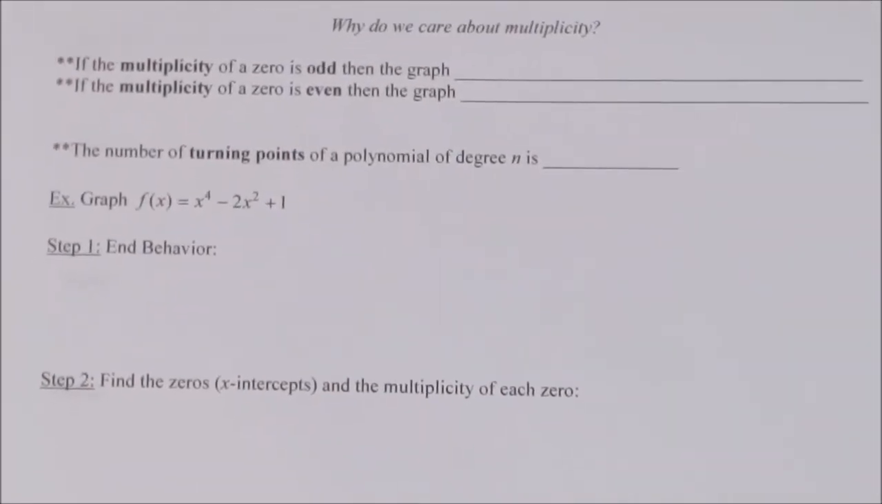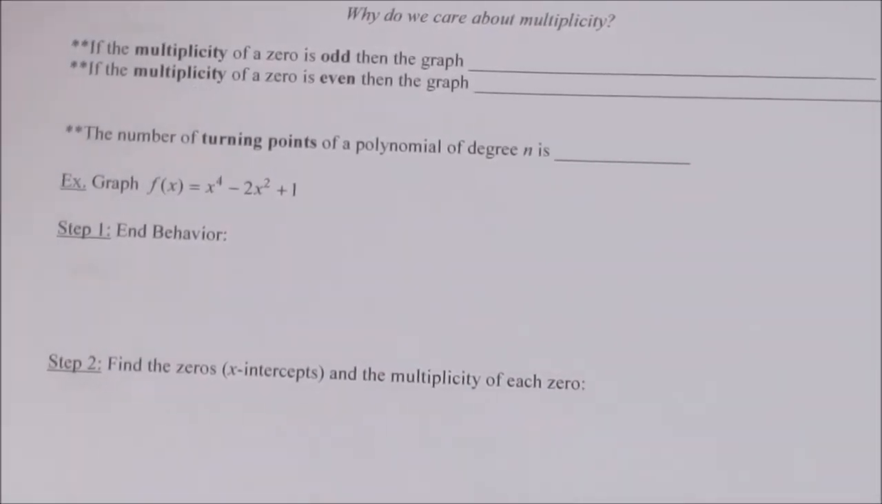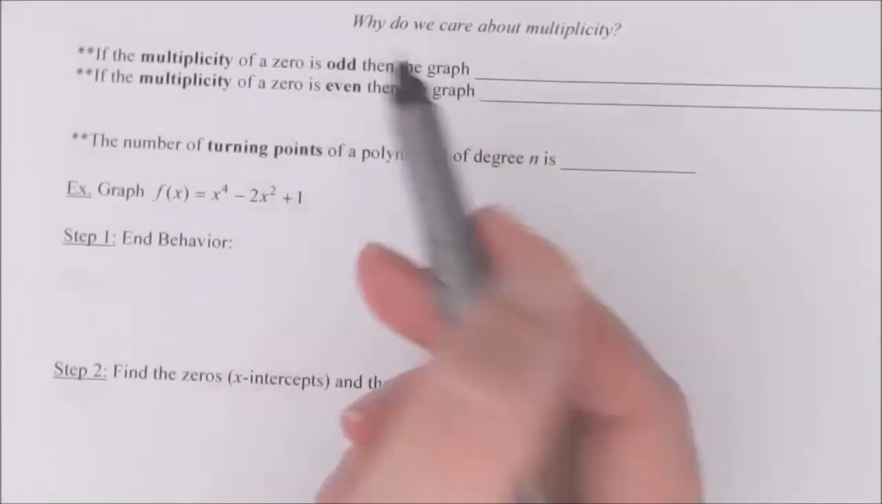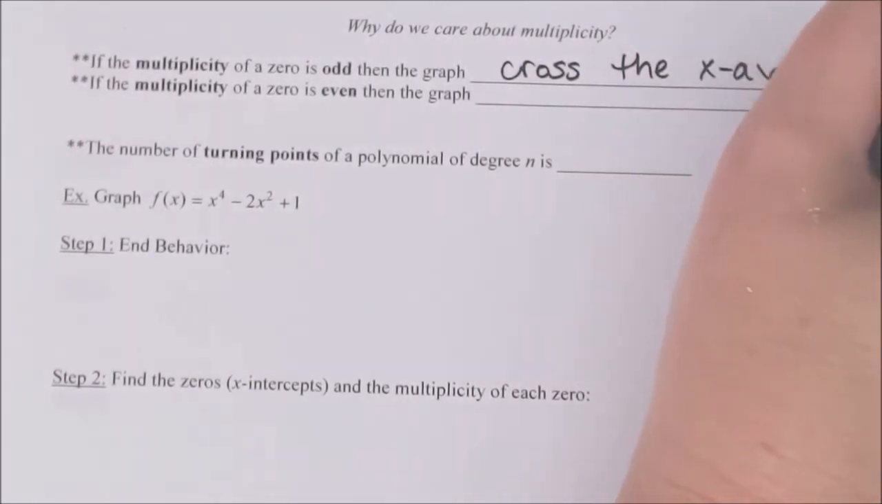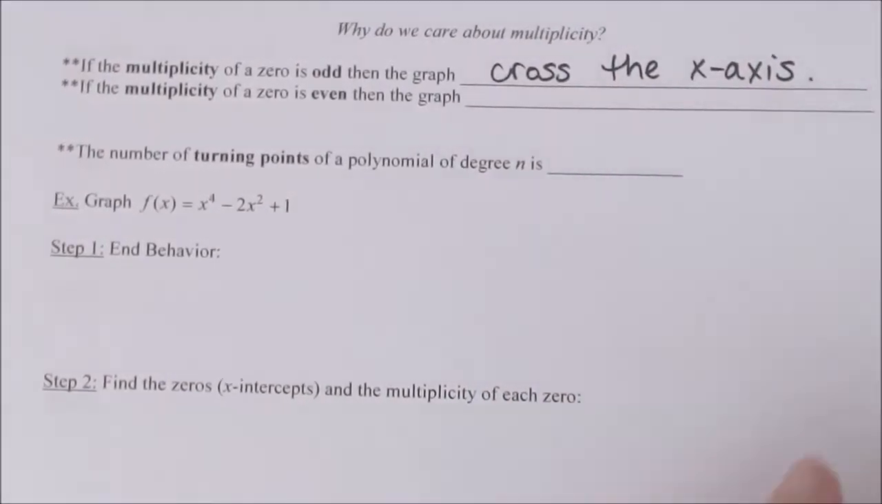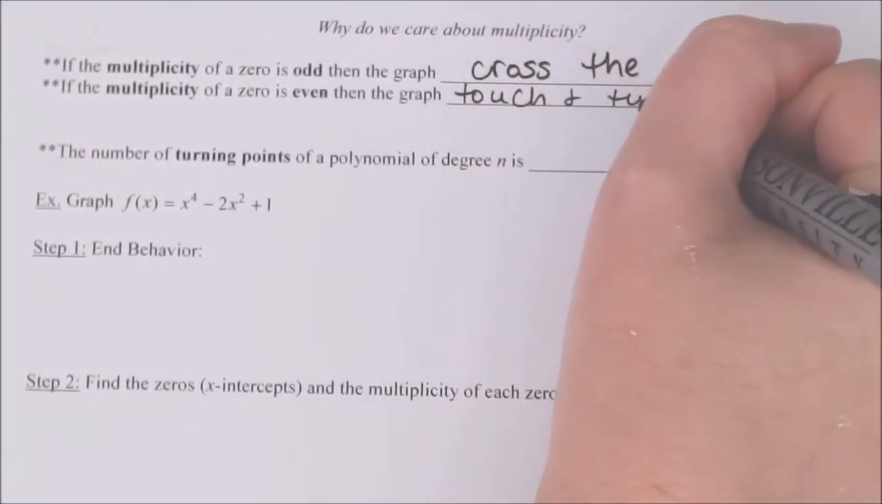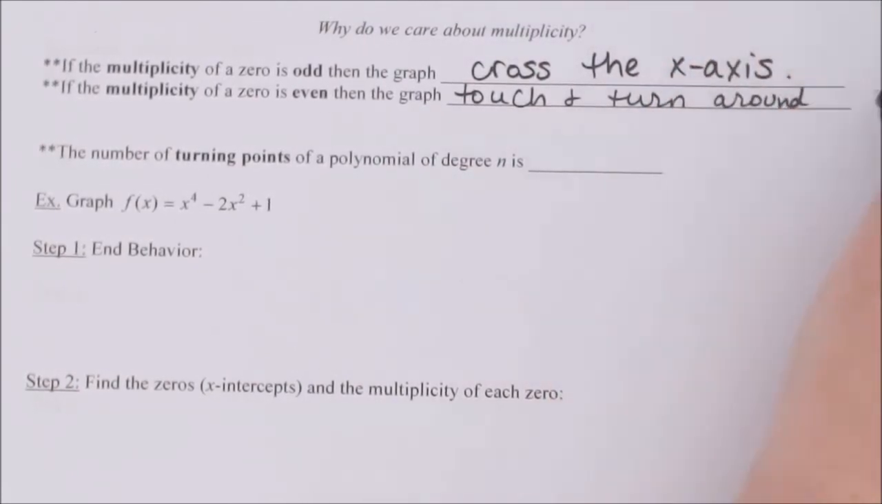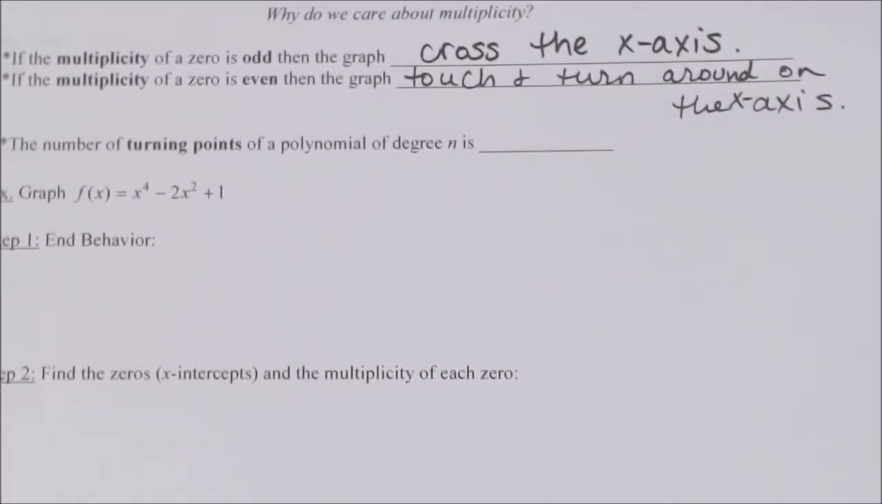So why is the multiplicity important? Well, here's where the multiplicity is really going to help us out. When we go to make a sketch of the graph, if the multiplicity at a particular 0 is odd, then the graph will cross the x-axis at that x-intercept. If the multiplicity of a 0 is even, then the graph will touch and turn around at the x-intercept. So touch and turn around on the x-axis. Sometimes I say it bounces at that location, but our book calls it touching it and turning around. So we'll do an example. You'll see what I'm talking about.